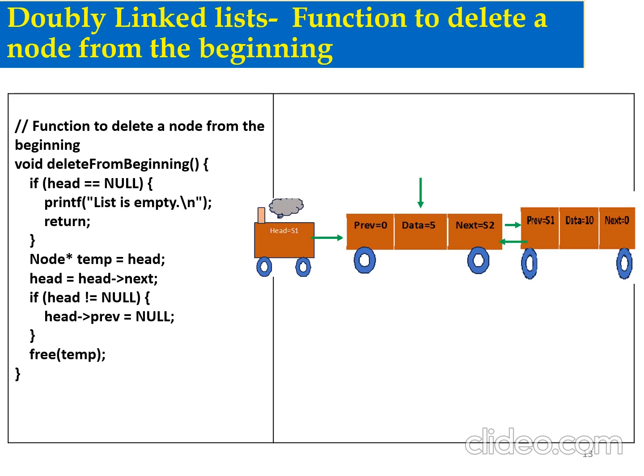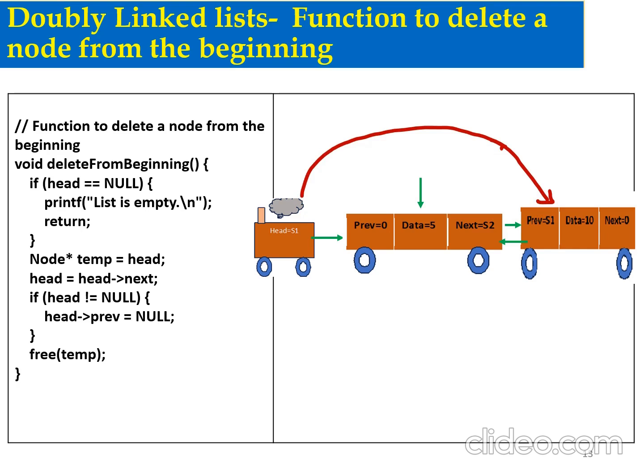Otherwise, if there are any compartments after the engine, that is head, then we have to check where the first compartment is and remove that. Before removing that, connect the head to the second compartment. So here we have to think about the head pointer, node 1 and node 2 only. We don't bother about node 3. We have to modify the connections between head, first node and second node only. For that we are writing the code. First we will create one temporary variable here: node star temp equal to head, and that will carry the address held by head.